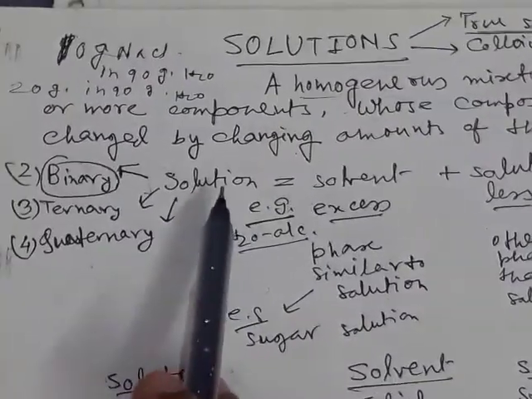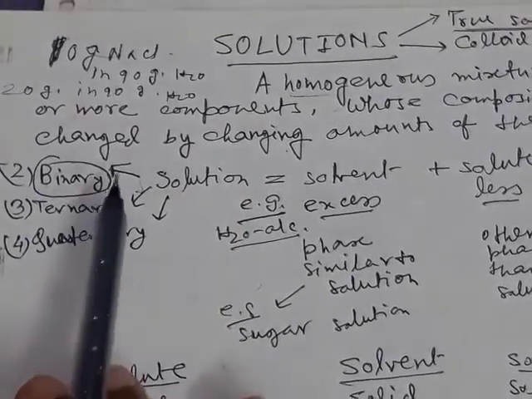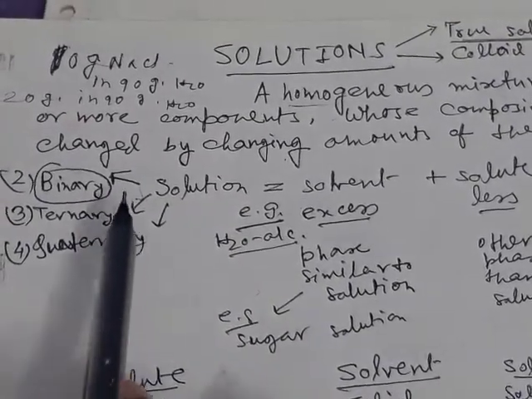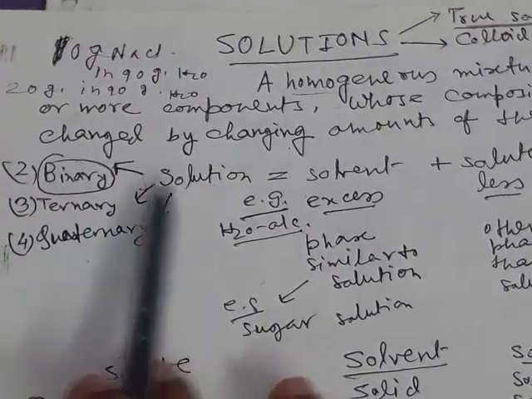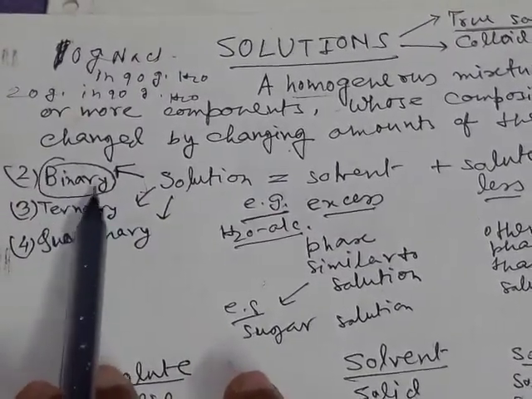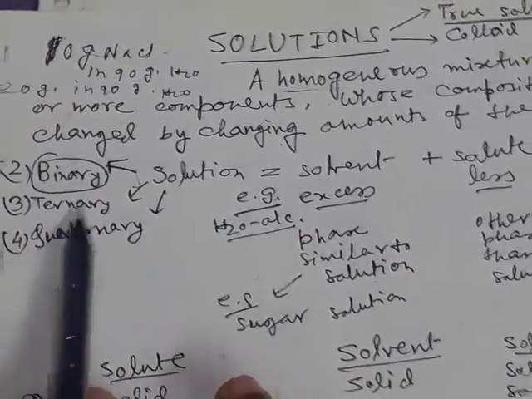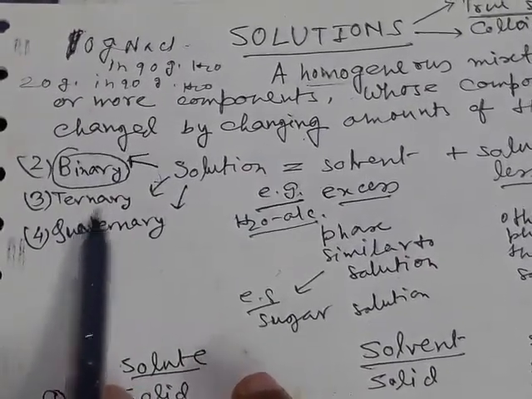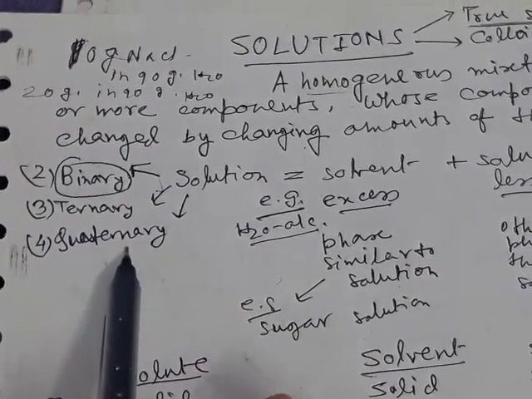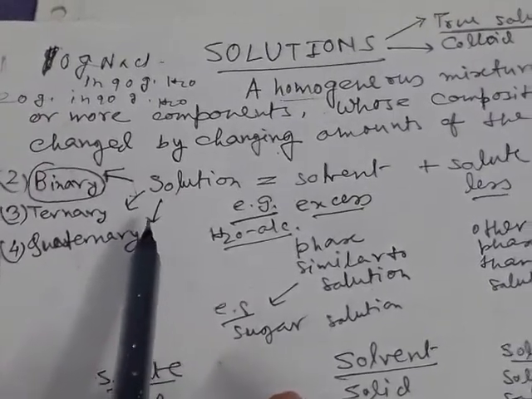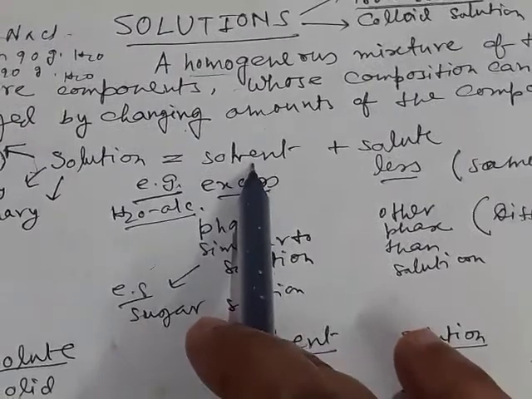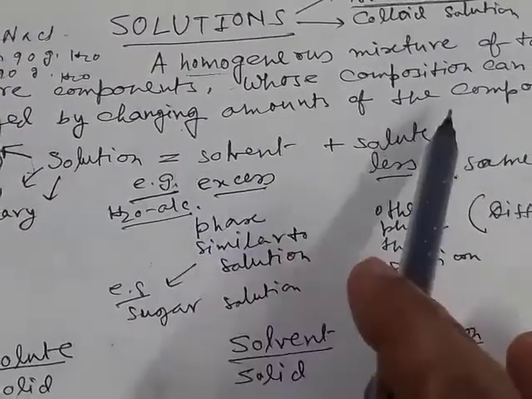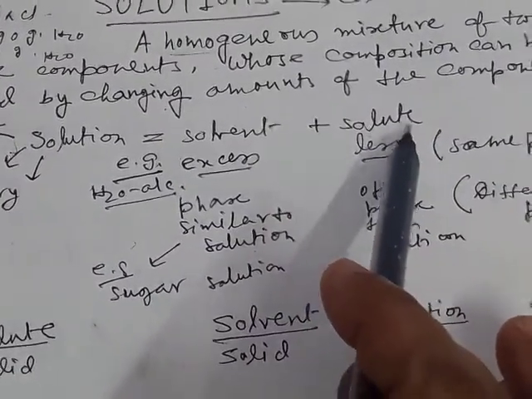So this is the solution. Now solution may be of different types: binary, ternary, quaternary, depending on the number of components present in the solution. When there are two components, it is called binary solution. When there are three components, it is called ternary. When there are four components, it is called quaternary solution. There are two main parts of a solution: one is solvent and the other is solute.